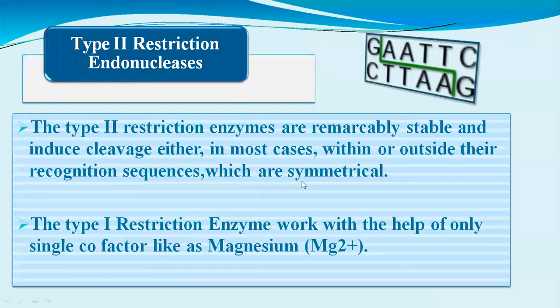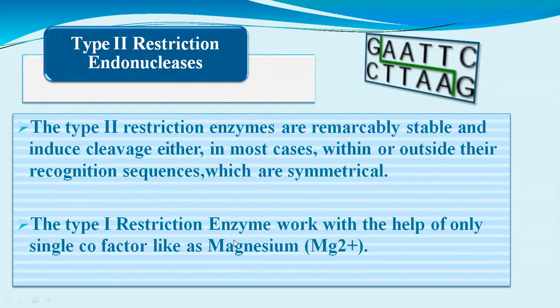Okay. So same is over here, type 2 restriction endonucleases. The type 2 restriction enzymes are remarkably stable and induce cleavages, in most cases within or outside their recognition sequences, which are symmetrical. Okay, so they will ideally be making a cut at palindromic sequences or something like that. What it is, we will talk about it later.